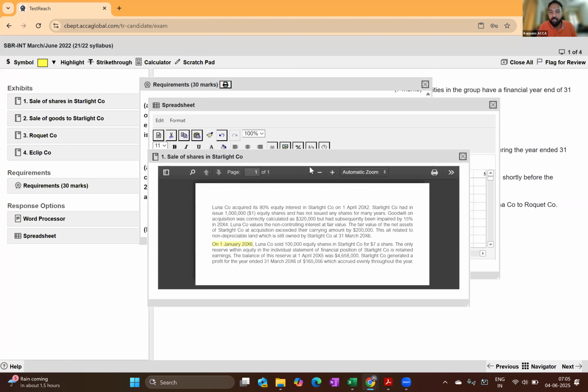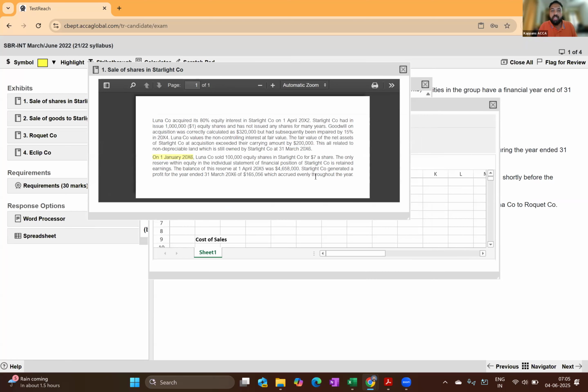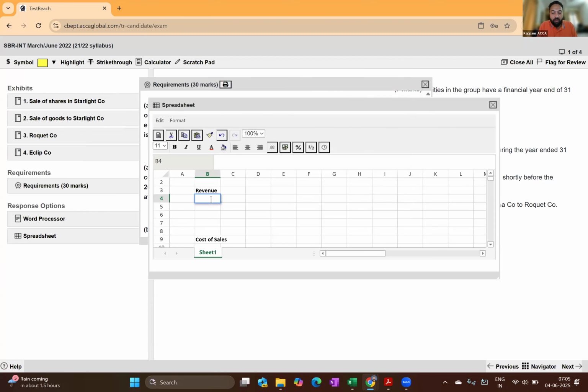So this is Exhibit number 1, sale of shares in Starlight Company. Luna Company acquired 80% equity shares in Starlight. So Luna is the parent and Starlight is a subsidiary company. So in revenue, we will show the parent company revenue, that is Luna Company, plus subsidiary company revenue, that is Starlight Company revenue. And if there is any intercompany revenue or intercompany sale, we have to remove it.